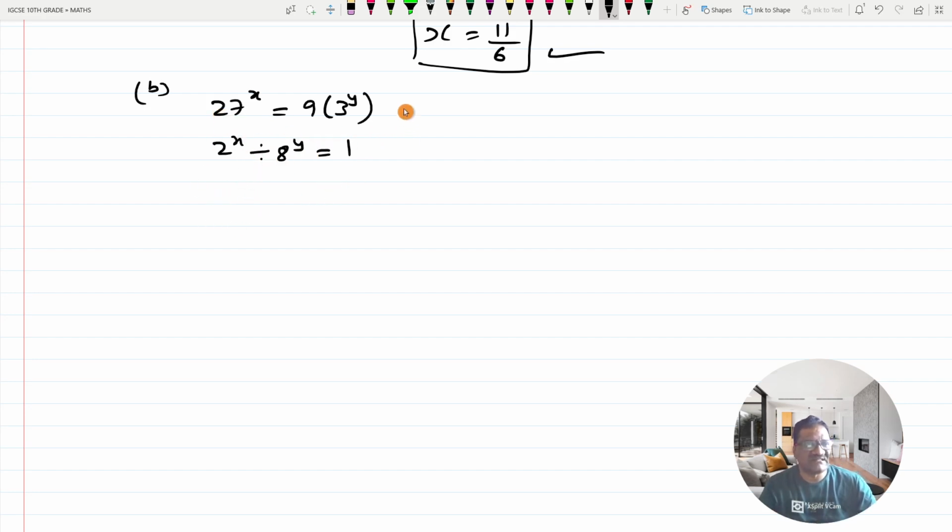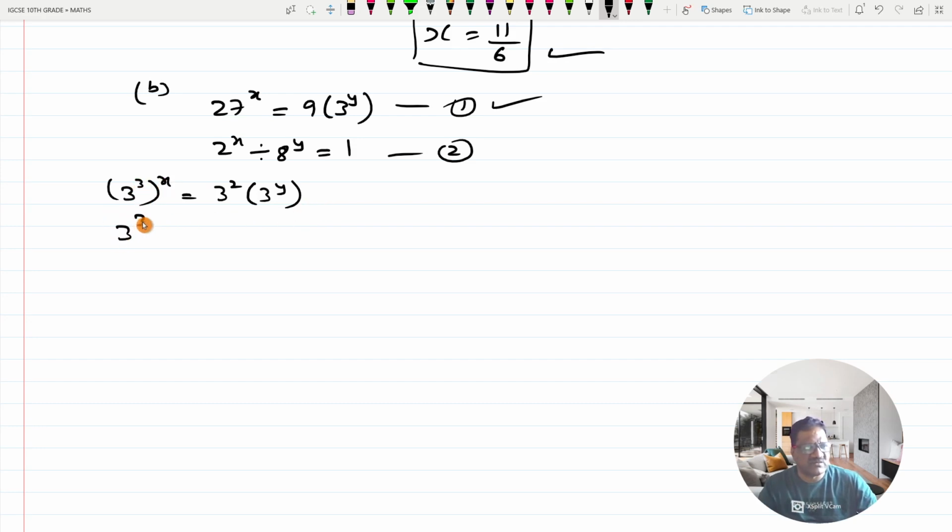Now first I'll deal with equation number 1. So equation number 1 can be written as 27 can be written as 3 raised to 3, whole raised to x. This 9 can be written as 3 square, and this 3 raised to y. This is equation number 1 that I'm trying to convert into a non-exponential equation, right? This can now be written as 3 raised to 3 into x is 3x. This is equal to 3 and this is 3, so this will be 3 raised to 2 plus y.